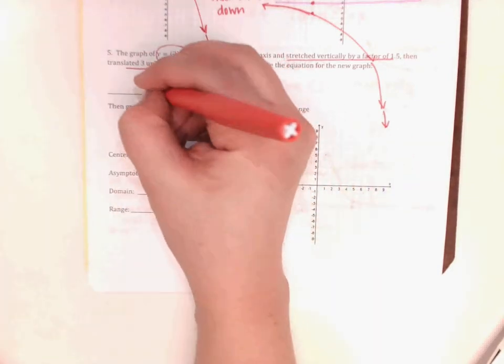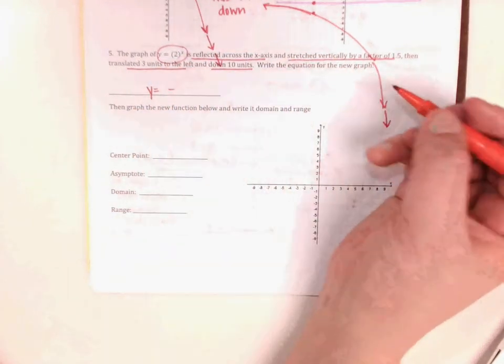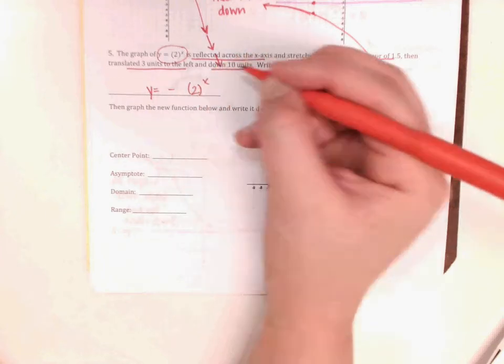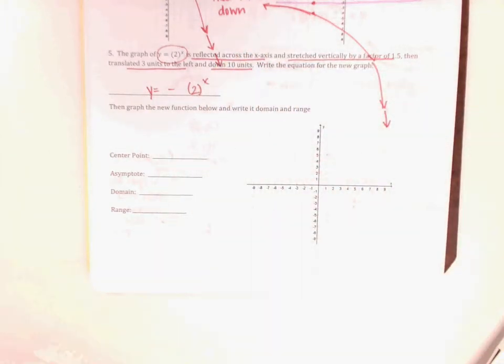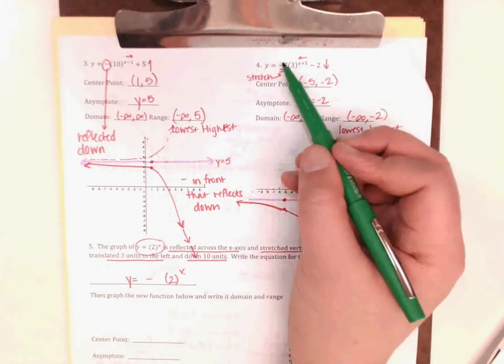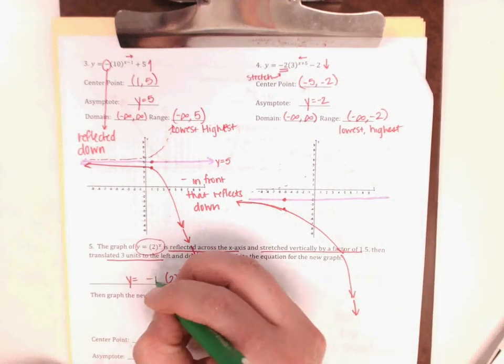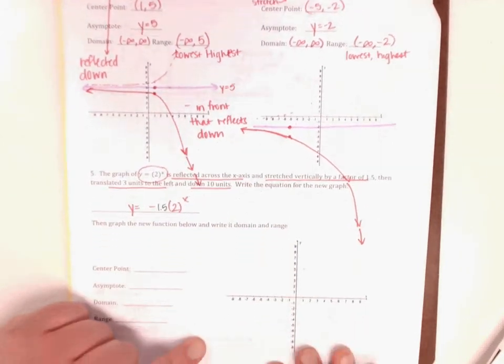So my new equation, if I want to reflect across the x-axis, I need to put a negative in the front. Then I have my 2 to the x. Next, I want to stretch it vertically by a factor of 1.5. Well, remember what we said. Your vertical stretch or shrink comes from this number that was in the very front here, like we're at a 2. So if I want to stretch it by 1.5, I'm going to put a 1.5 there in the front.